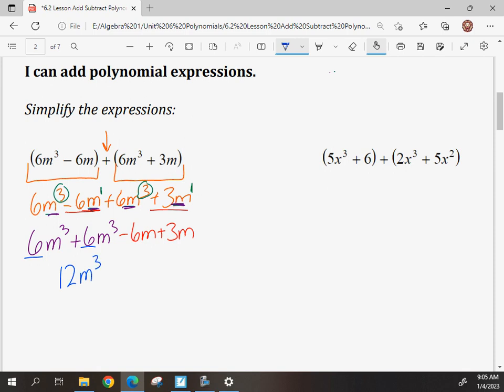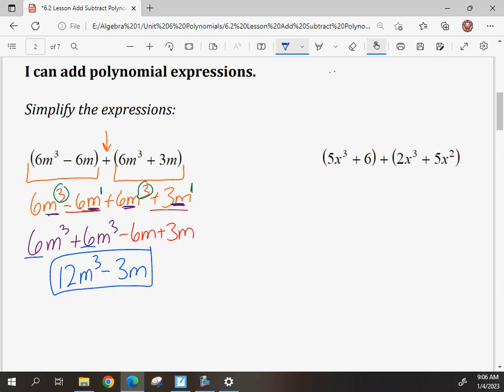And then I have negative 6m's and positive 3m's, so when I combine negative 6 and positive 3, I get negative 3m's. M to the third and m look similar, but they're not the same, and so we cannot put them together. And so that's as simple as we can get that by adding those two expressions.